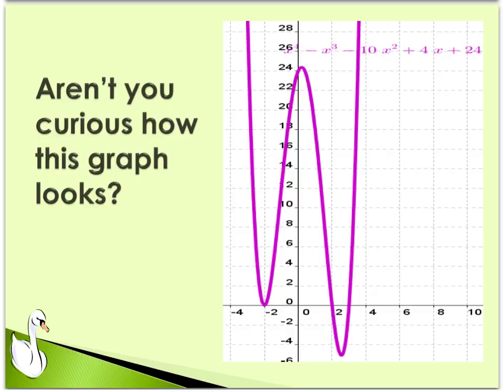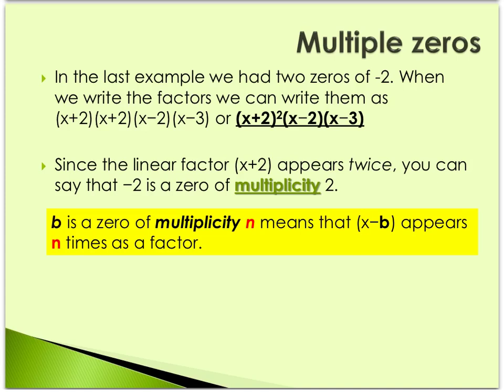So if you're crazy curious as to what that function would look like, this is what it would look like if you graphed it. Notice we have zeros at negative 2, we have a zero at positive 2, and then this here will be 3. Now in the last example we saw that negative 2 was a zero 2 different times. So when we wrote the linear factors out, we had x plus 2 quantity squared to represent that it happened twice. Now when this occurs, we have a special vocabulary for that.